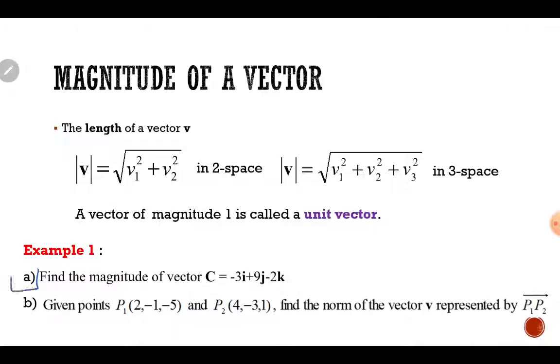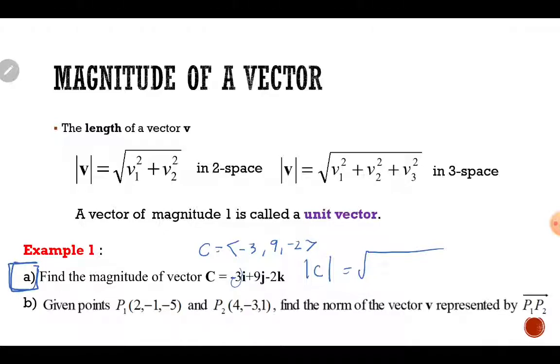Example 1, the A part is very simple. Find the magnitude of vector C. The magnitude of vector C is just the square of each of the components, because vector C is actually -3, 9, -2. Do not be careless with the negative. Do not leave out the negative sign.